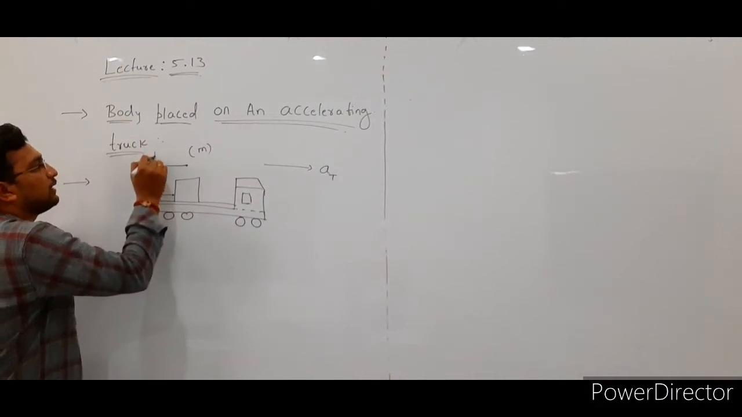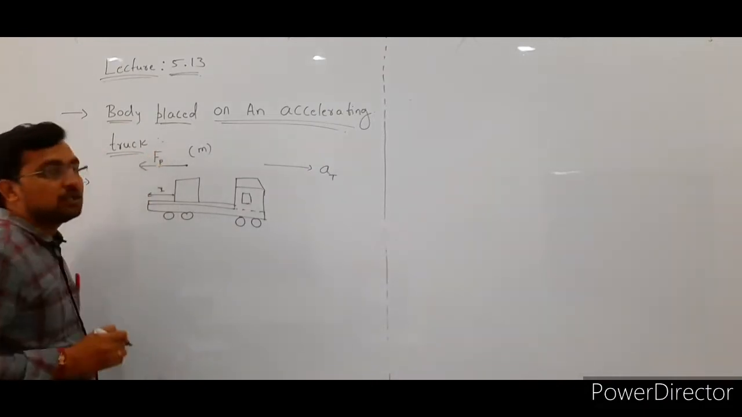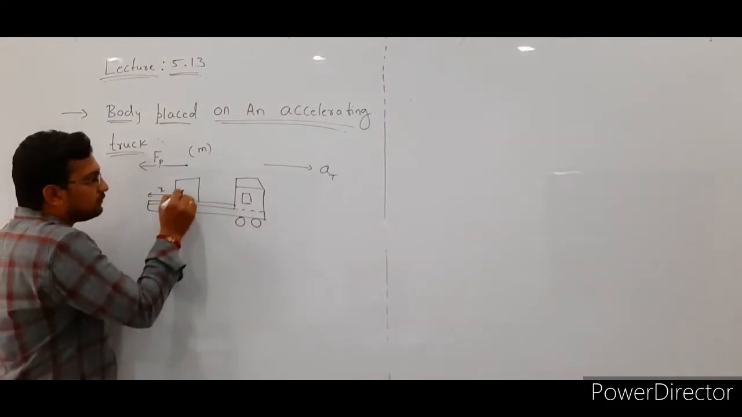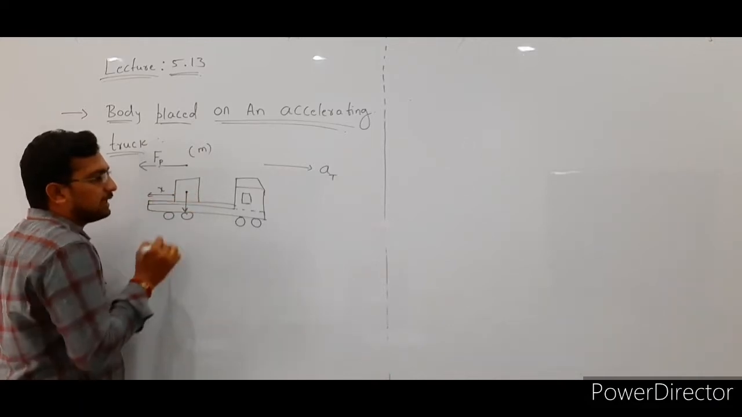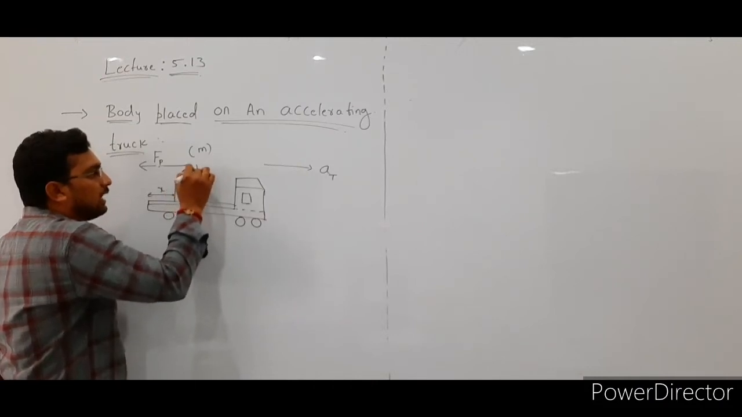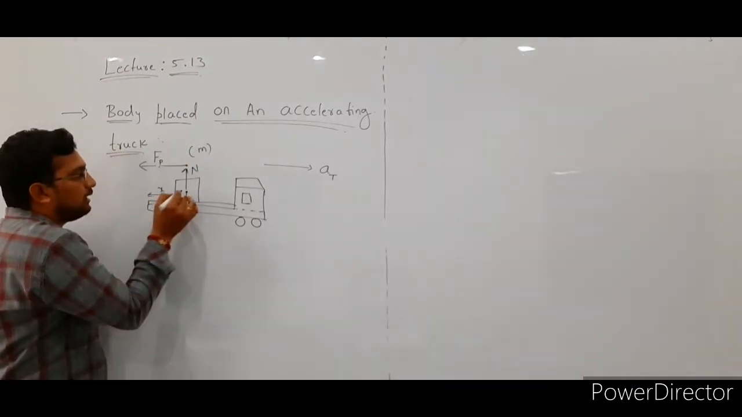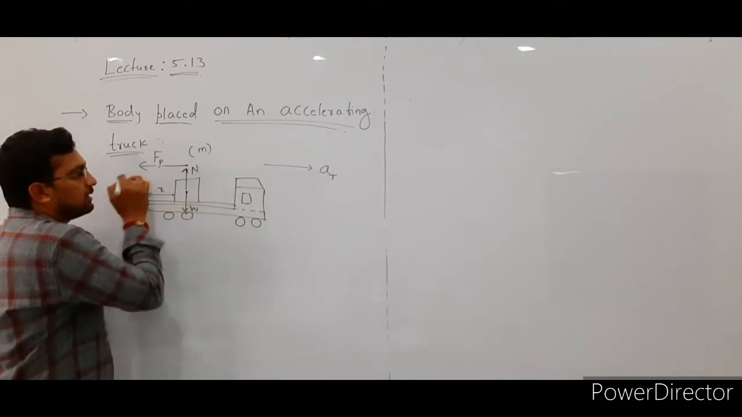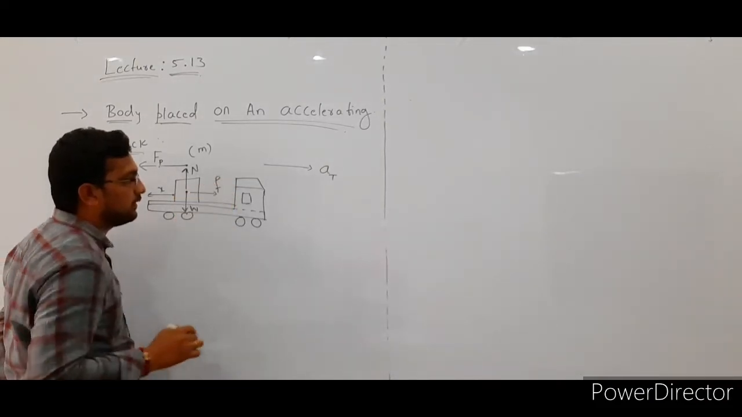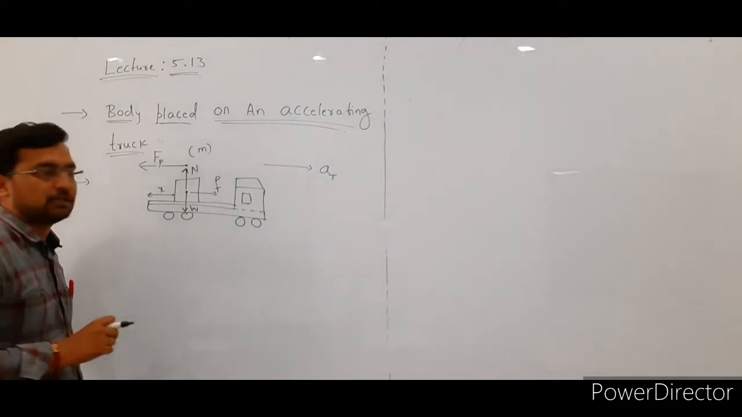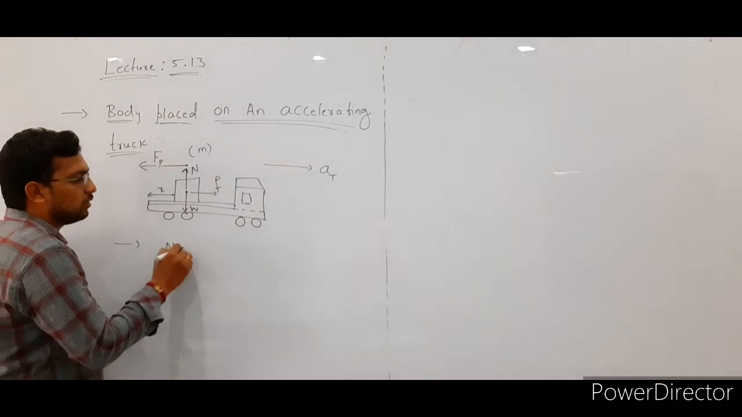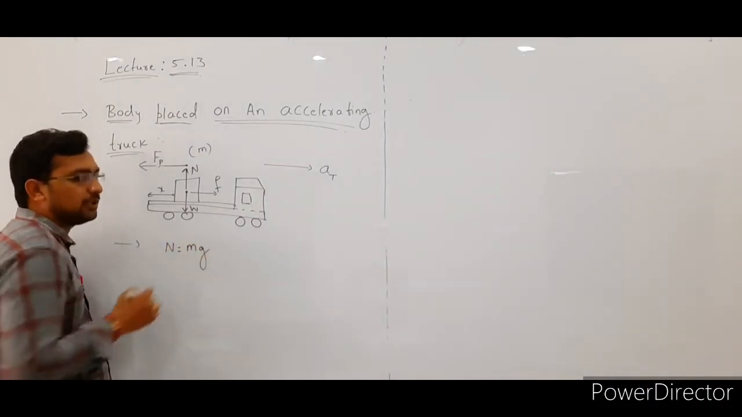Here F suffix p indicates the pseudo force. After that, the weight of the block acts in the downward direction, and the normal reaction acts in the upward direction. This is the direction of the pseudo force, and the friction force acts in this direction. Then the normal reaction is equal to the weight. Weight is nothing but mass into acceleration due to gravity.